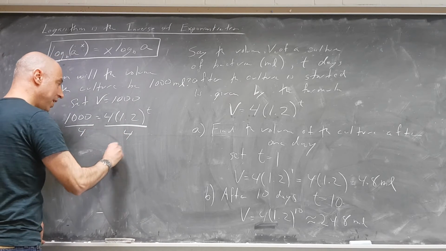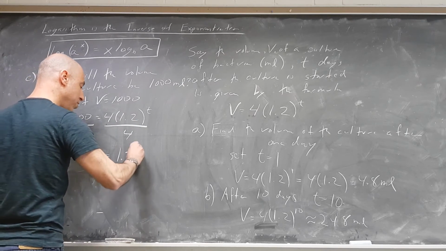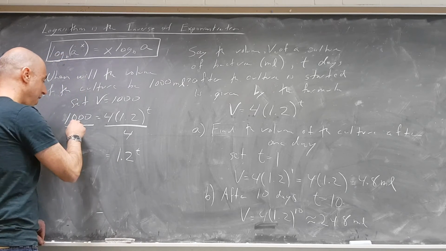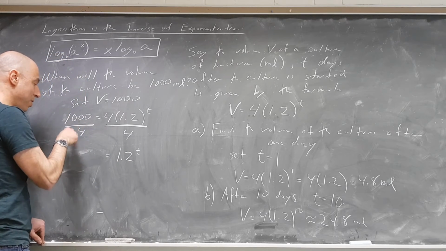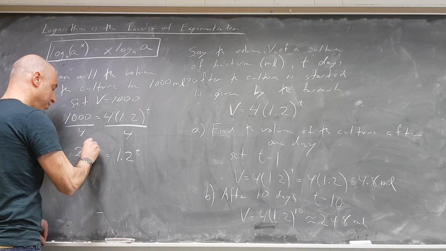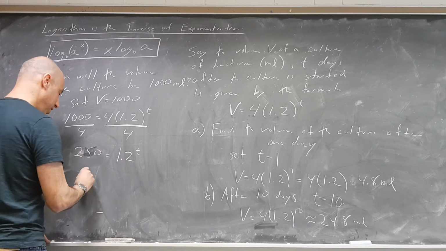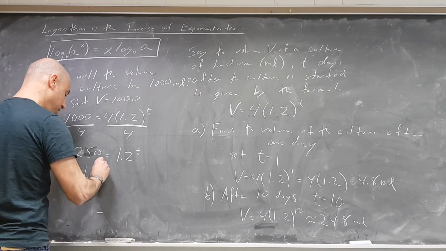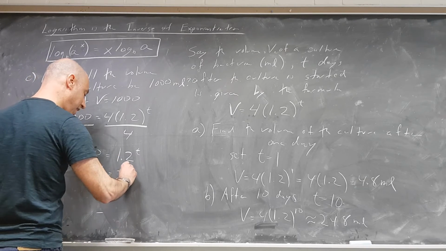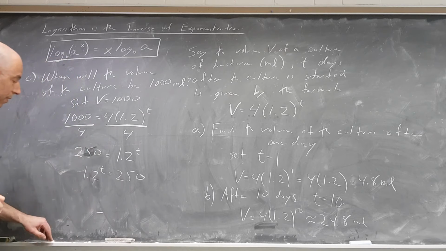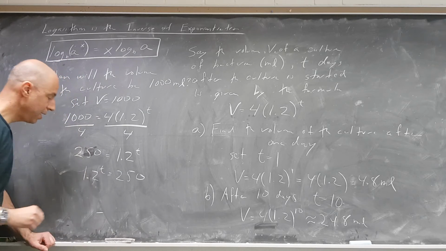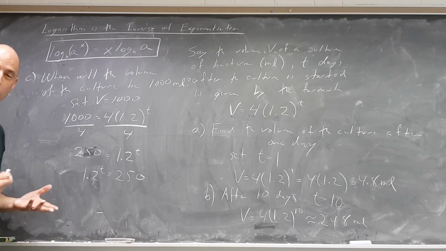And so what we end up with on the right-hand side is 1.2 to the t, and on the left side, 1,000 over 4 is 250. I'm just going to turn this around. So 1.2 to the t equals 250. I haven't changed anything at all. Now the question is, how do we figure out what t is?